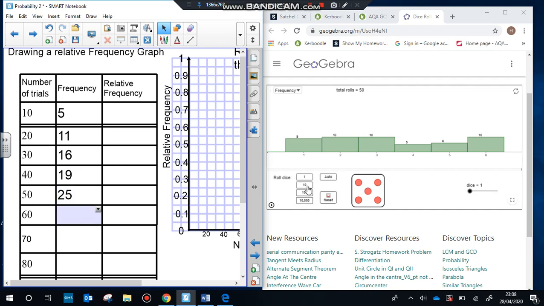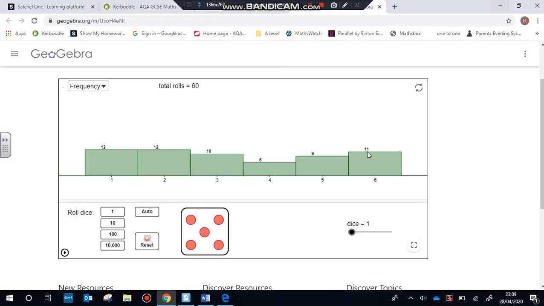And then we do another 10 rolls. So I've got 12 1s, 10 3s, that's 22. I can't read that one, is it? 9. So we had 12 and 10 is 22. Add 9 is 31.